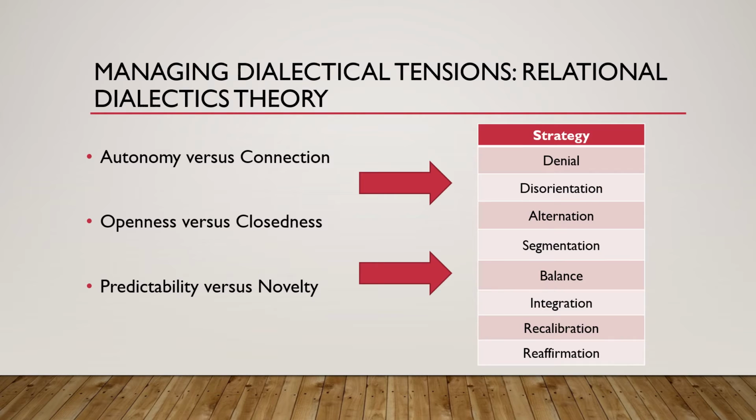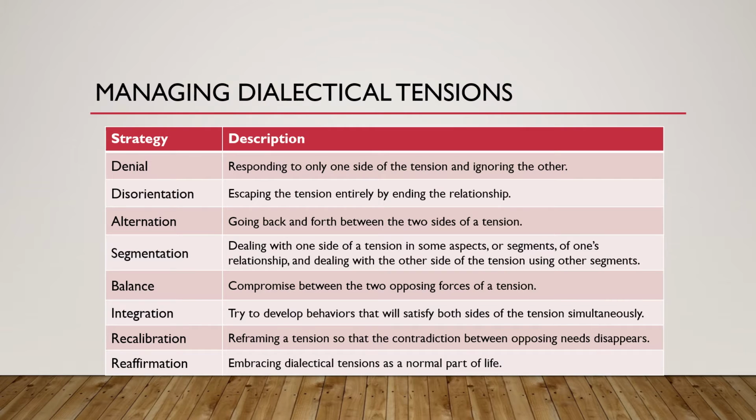And we call those strategies for managing dialectical tensions. And there are 8 of them that I'll talk about. So the first is denial. We can choose to respond to only one side of the tension and maybe ignore the other side. So I am going to just focus on connecting with my partner. I'm going to share everything, even though maybe one of us may desire privacy, but we're going to completely ignore that part of the tension.